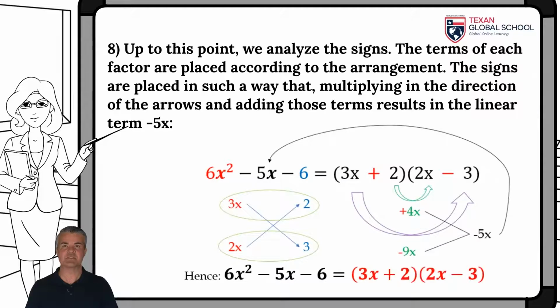The signs are placed in such a way that, multiplying in the direction of the arrows and adding these terms, results in the linear term, negative 5x. Similarly, if we multiply the factors, we can verify that we obtain the original polynomial.